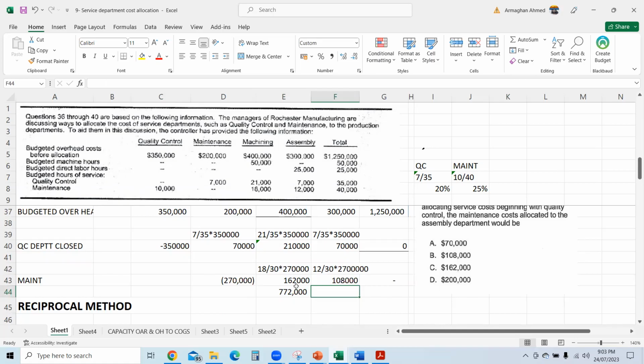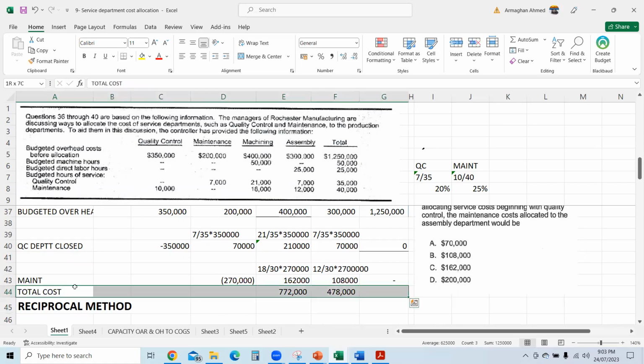Next, the same way, I can copy and paste, right? Copy paste. So 370 and 108. Total becomes how much? 478, right? Okay, this is the cost.